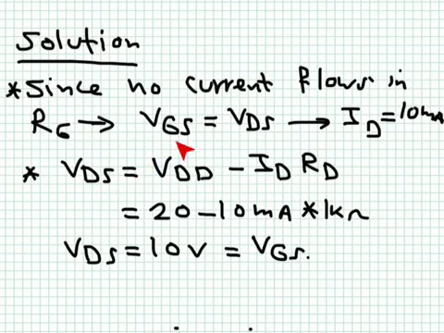VDD here is usually a term they use when they talk about transistors to indicate the source, the battery voltage. Sometimes we call it VCC, sometimes we call it VDD. It's the same. So as I mentioned earlier, the drain to ground voltage, and the ground here is the source, is VDD minus ID RD. This is 10 milliampere, this 1K. When you multiply them, you end up with 10 volts. So the drain to source voltage is 10 volts, and it's equal also to the gate to source voltage.